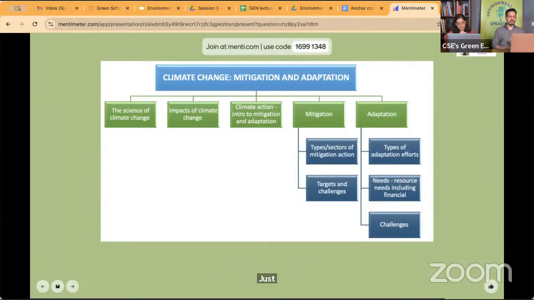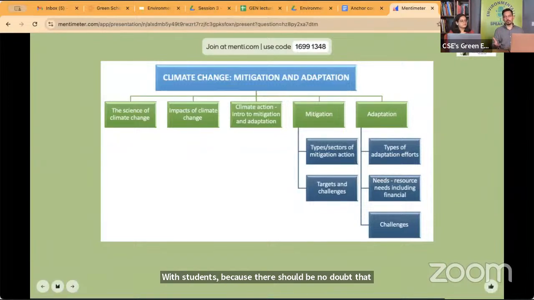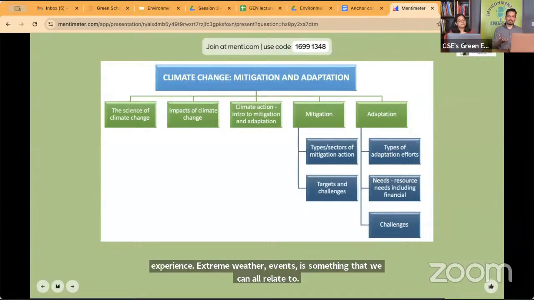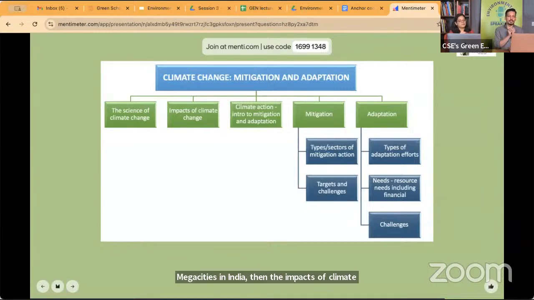To start with what I said, it's incredibly important to establish the science with students, because there should be no doubt that this is climate change. This is what is happening, and it has to be related with the everyday experience. Extreme weather events is something that we can all relate to in mega cities in India. Then the impacts of climate change, extreme weather events, again, mitigation and adaptation.